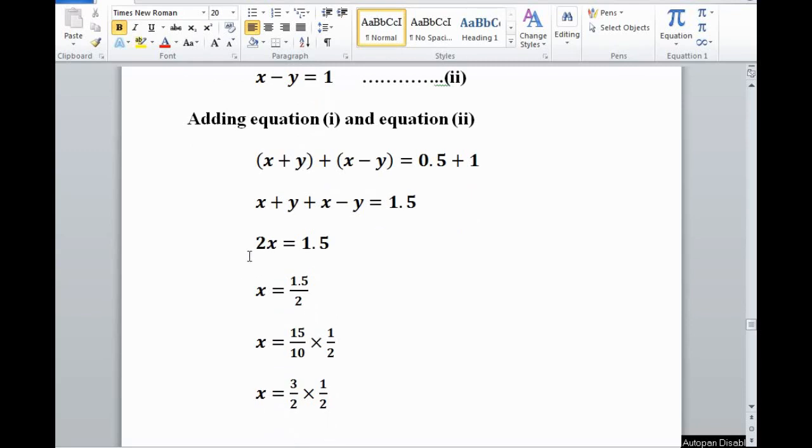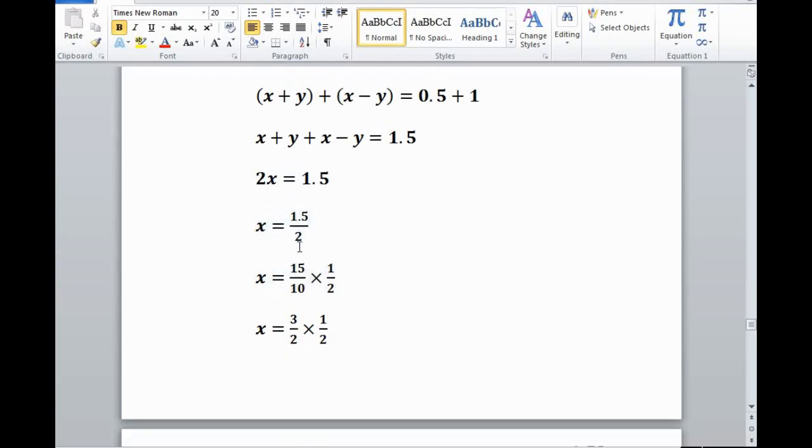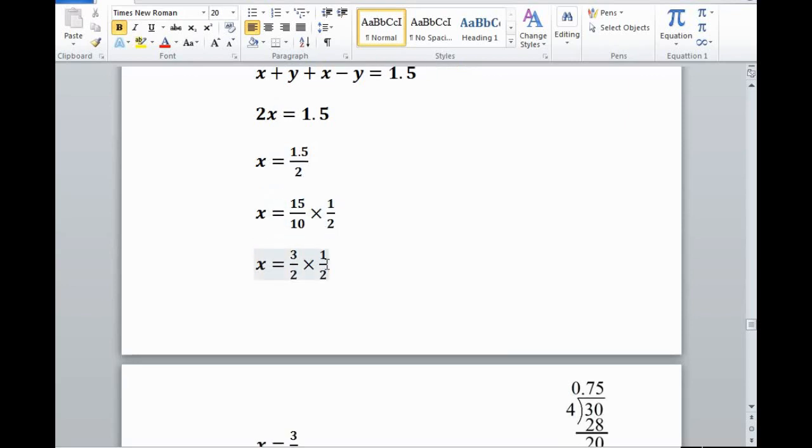To find x, let's divide both sides of this equation by 2, or simply you can take this 2 from left to the right side. So this equation becomes x equals 1.5 upon 2. Now simplification, we can also write the fractional form of this decimal 1.5, which is 15 upon 10, multiplied by this number 2, which is basically 2 upon 1. So if we take the reciprocal of this 2 upon 1, this reciprocal becomes 1 upon 2.